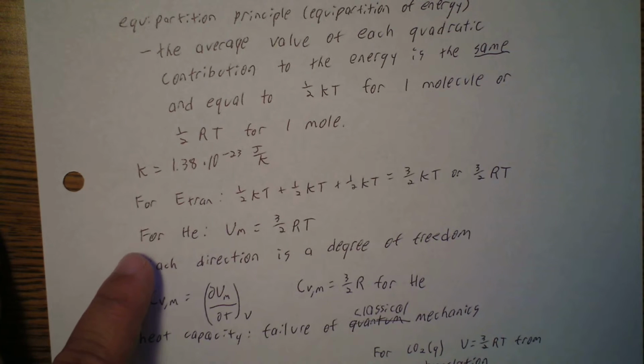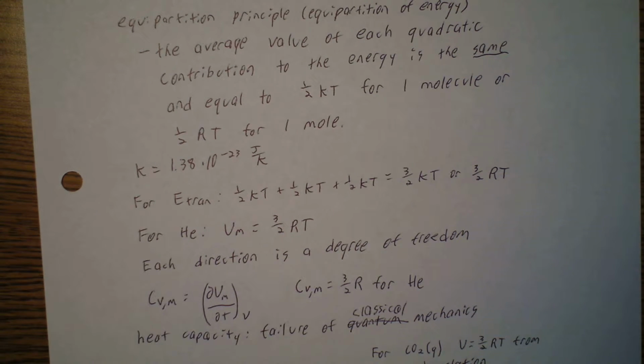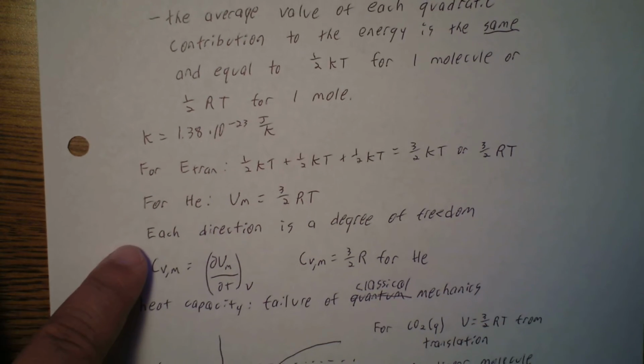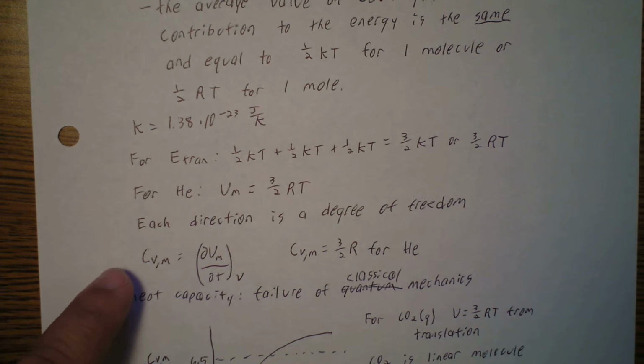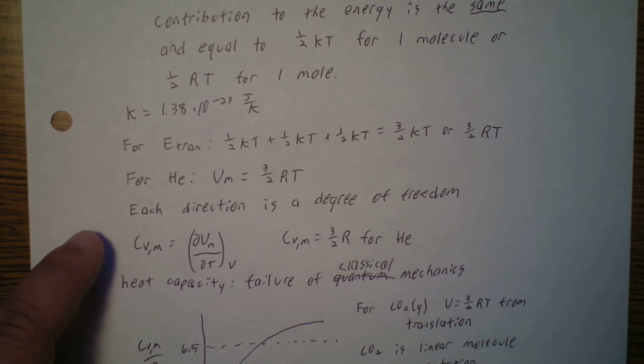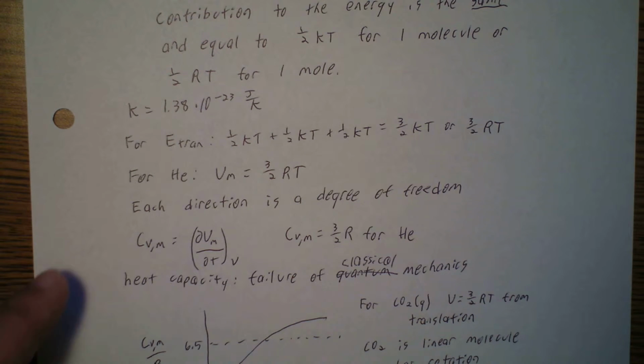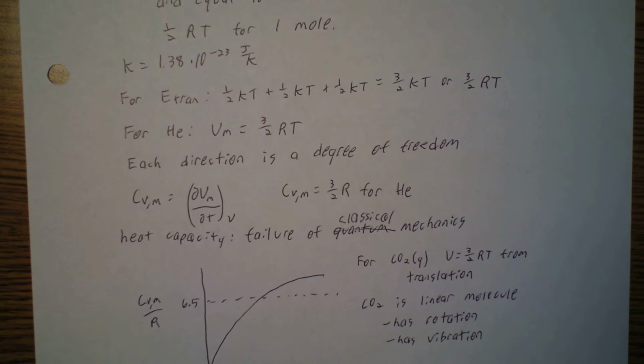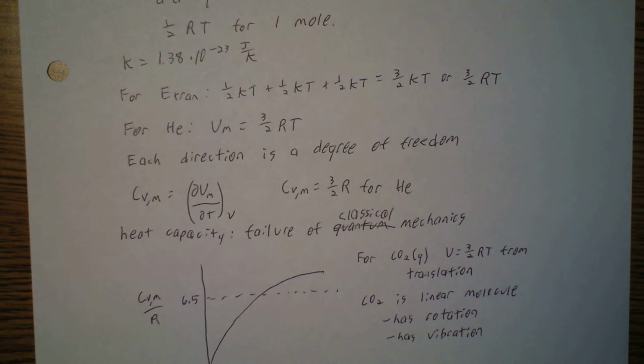So for helium, the molar internal energy is 3/2 RT, because each direction, x, y, and z, is 1 degree of freedom. Now, the molar heat capacity at constant volume is equal to the partial derivative of the molar internal energy with respect to temperature, holding volume constant. So we get the molar heat capacity at constant volume is 3/2 R for helium. So heat capacity is one failure of classical mechanics.